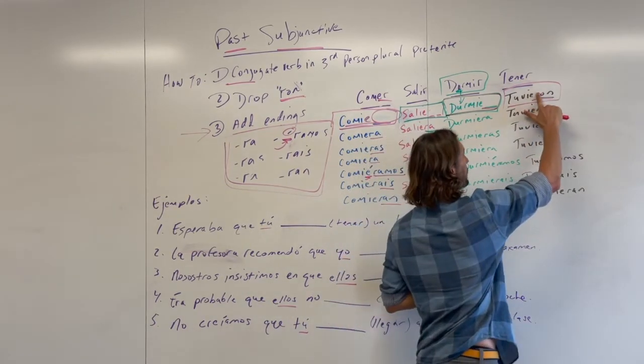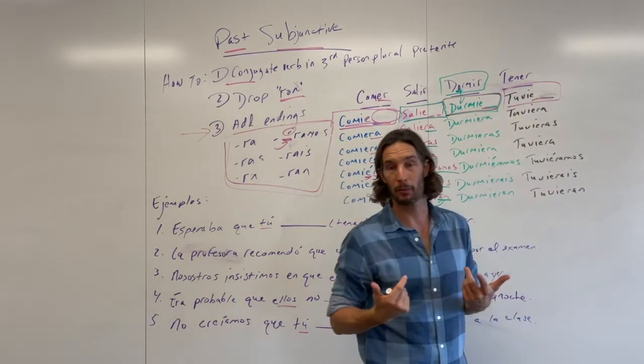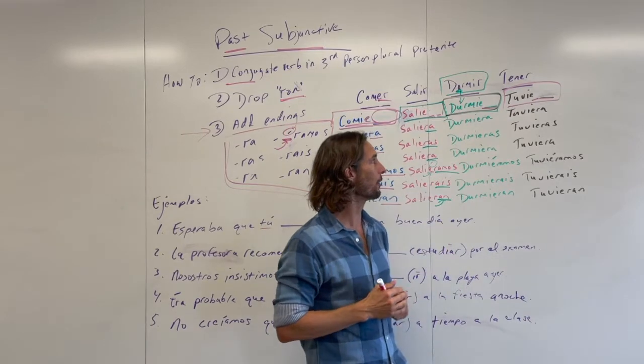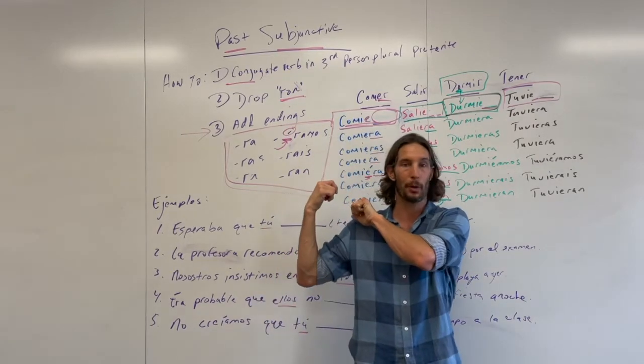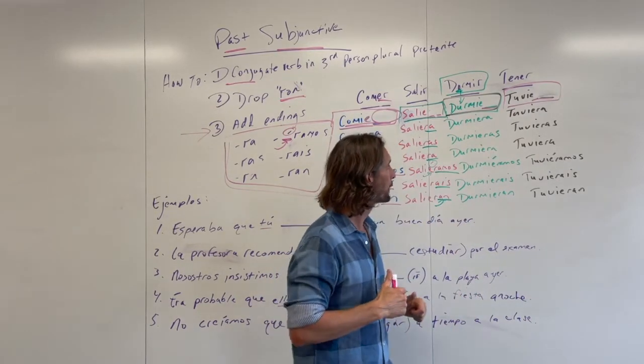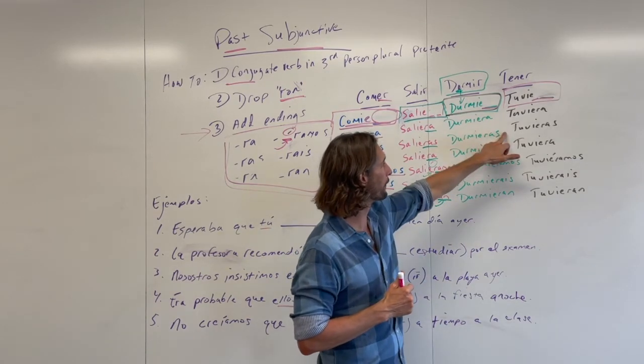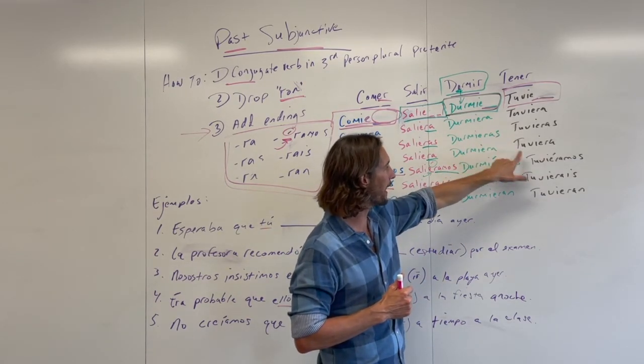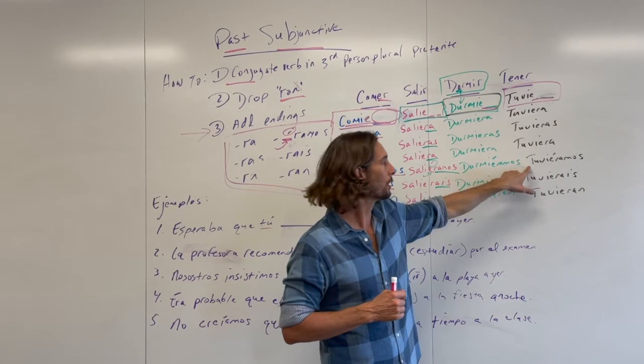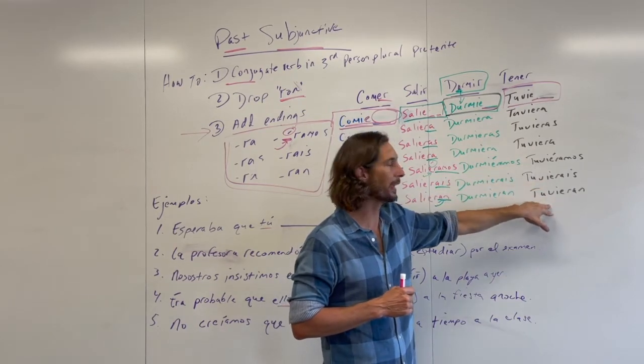right? And again, of course, I know I'm sounding like a broken record at this point, but you drop the RON and then we add our appropriate conjugation. And so we have tuviera, tuvieras, tuviera, tuviéramos, tuvierais, tuvieran.